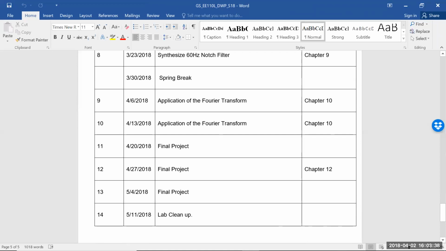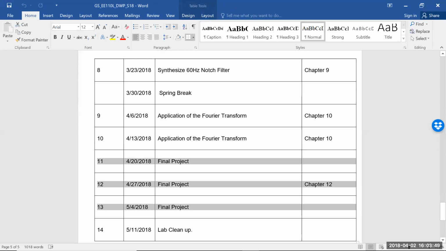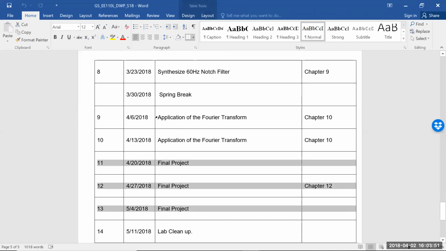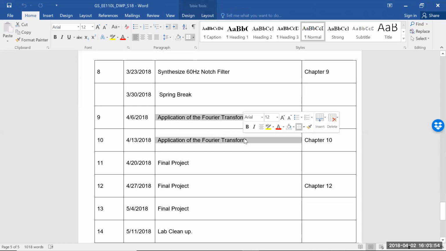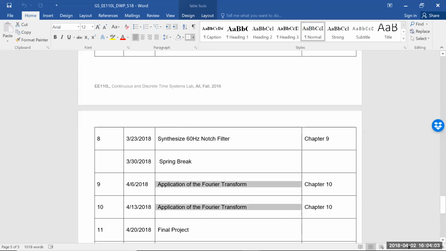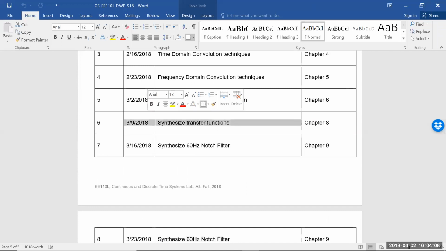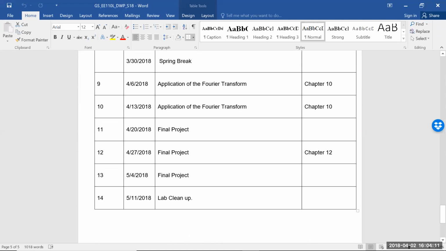So yeah, the final project is the last 3 lab sessions, and so you would start it on the 20th, right? And really, you haven't really worked with the Fourier transform in lab yet. But now I've introduced it. Now it should make sense. You've done filters. You've synthesized the notch filter. You've done transfer functions. You know Bode plots. You now have almost all, at least in lecture now, right? You've got all the components to come up with it.